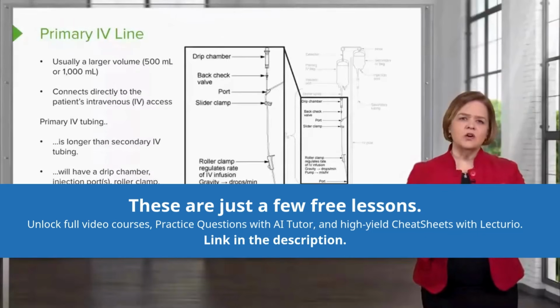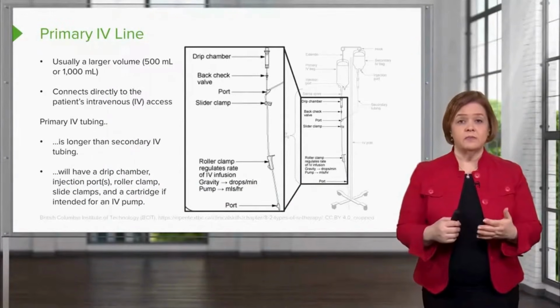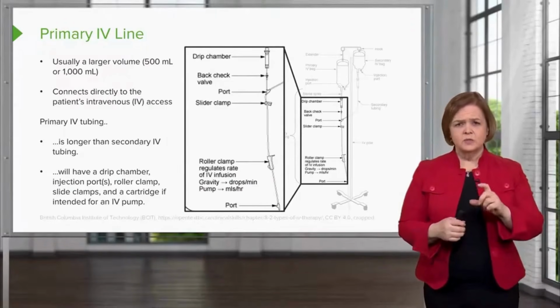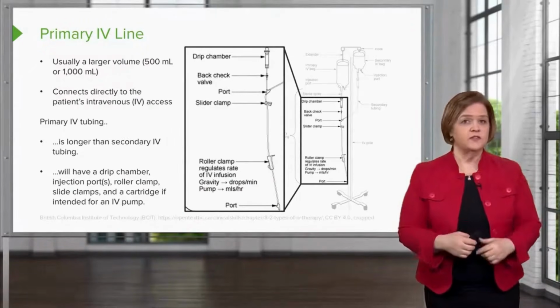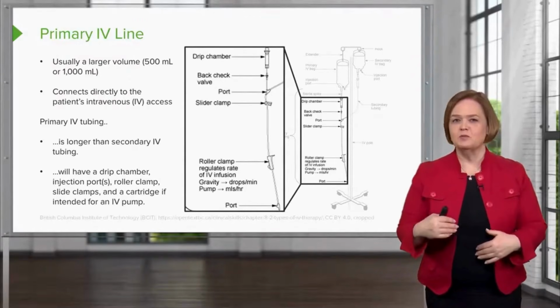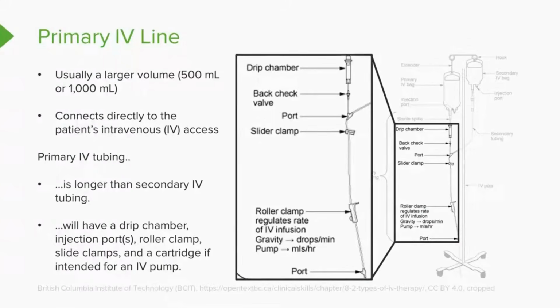Now, finally, there might be a cartridge. If this tubing is intended to go into an IV pump, which many IVs do, there'll be a special cartridge that fits the type of pump that is used in that facility. Okay, so let's start at the top one more time. Usually we have a larger volume bag, on a primary IV line could be a 500 milliliter or 1,000 milliliter. That connects to primary tubing, which connects directly to the patient. Remember, primary tubing is much longer than secondary tubing, and there'll be a drip chamber, injection ports for medication, a roller clamp to control how fast the drops drip, a slide clamp to completely shut it off or open, and a cartridge on the tubing if it's intended to be used in an IV pump.